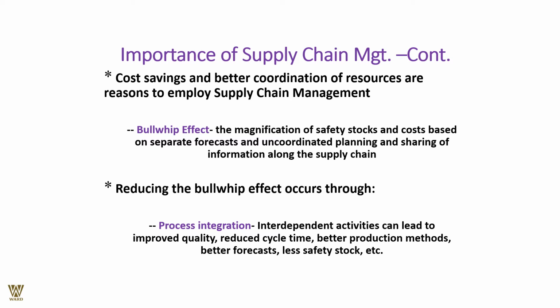Importance of supply chain management: we are talking about cost saving, better coordination of resources, or the reasons to employ supply chain. Let us understand the bullwhip effect, the magnification of the safety stocks, and the cost based on separate forecasts, uncoordinated planning and sharing of information along the supply chain. Reducing the bullwhip effect occurs through process integration. Interdependent activities can lead to improved quality, reduced cycle time, better production methods, probably better forecasts, less safety stock, etc.